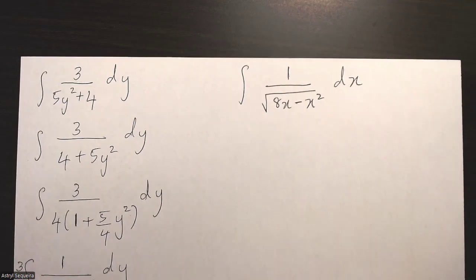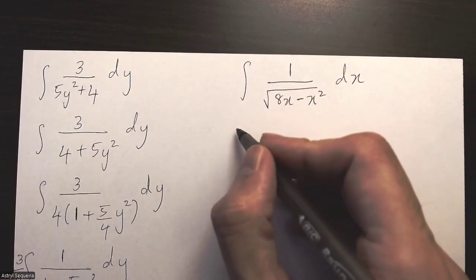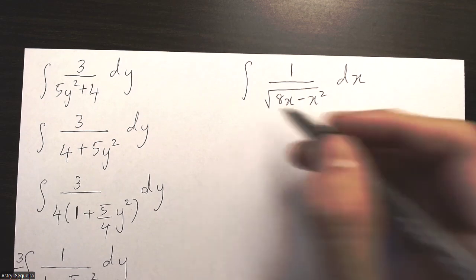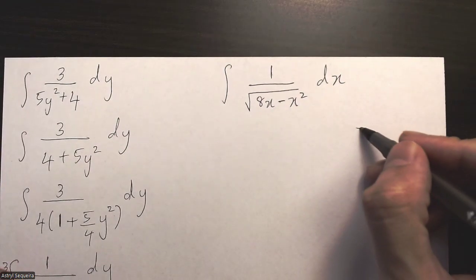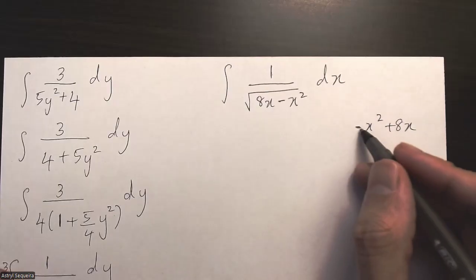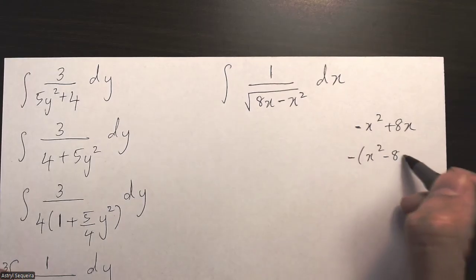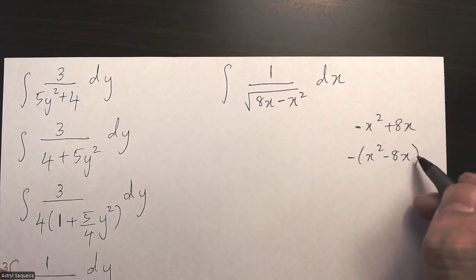So let's start by just rearranging it a bit so that we can perfect square it. So I'll actually just do the perfect square by itself over here. So negative x squared plus 8x. I'm going to factor out this negative. So negative x squared minus 8x. Then I'm going to perfect square it. So I'm going to take this number, divide by 2, and square that.